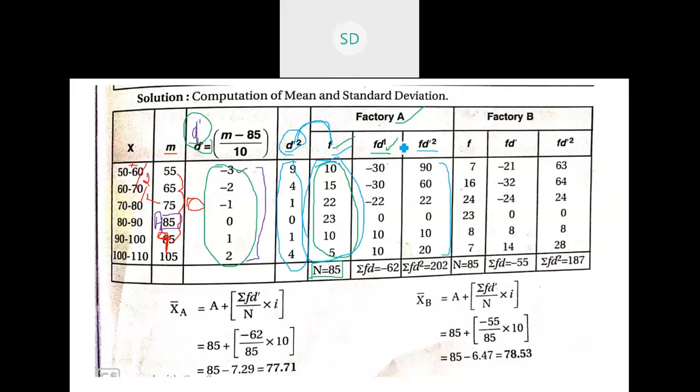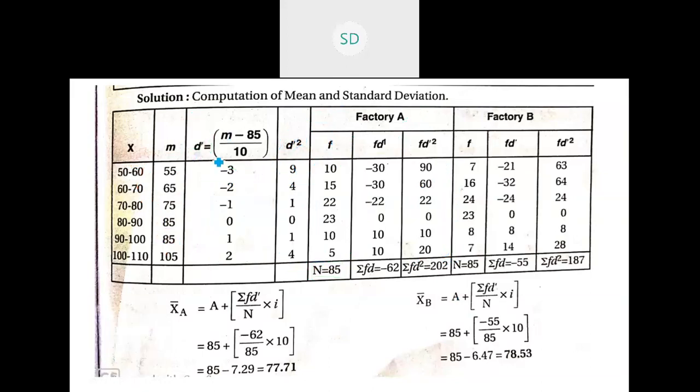So for factory A only, I will just repeat this. We have already found out d dash square. Okay, let me erase all of this. We have already found out d dash. Multiply d dash into f, which will give you fd dash. Then again multiply d dash square into f, which will give you fd dash square.